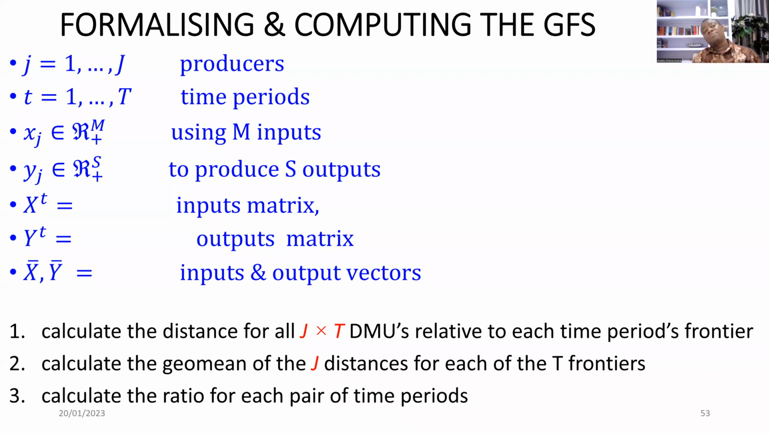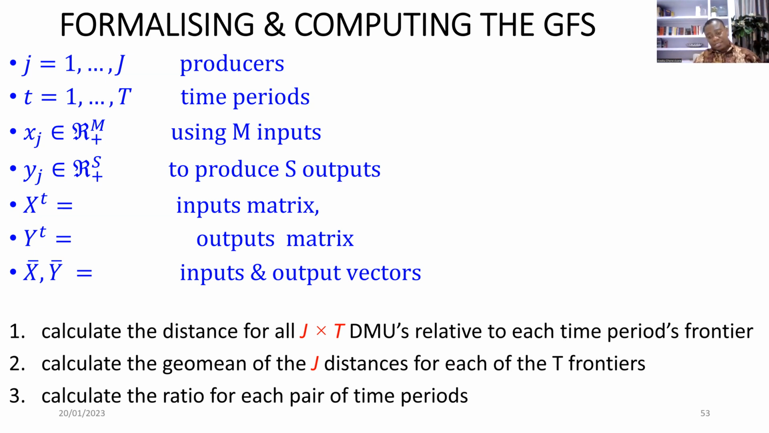But you want to look at the relationship between year 1 and year 5. What you do is that you estimate the efficiency of all the firms in all the time periods relative to year 1, then the efficiency of all the firms in all of the time periods relative to year 5. So all the 500 observations will have a score relative to year 1, and all the 500 will have a score relative to year 5. Then you will calculate the geometric mean of those distances.